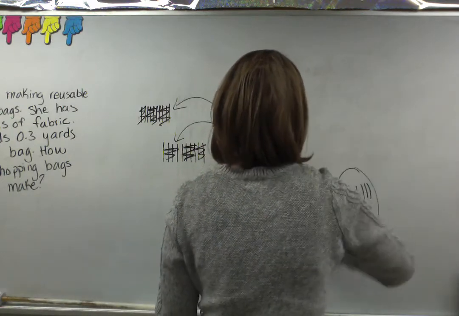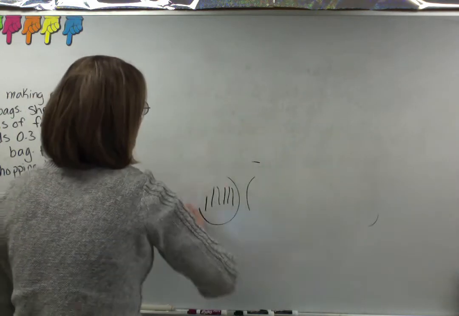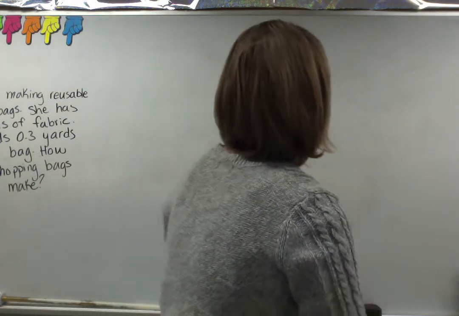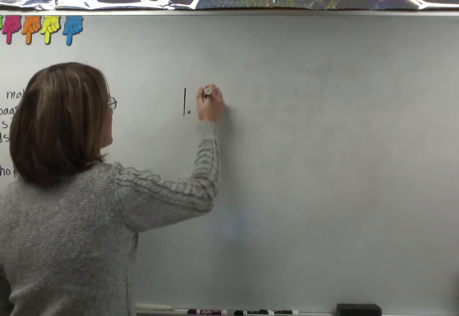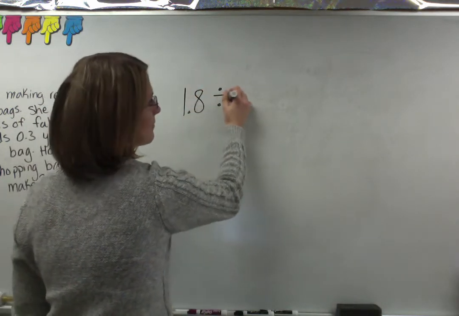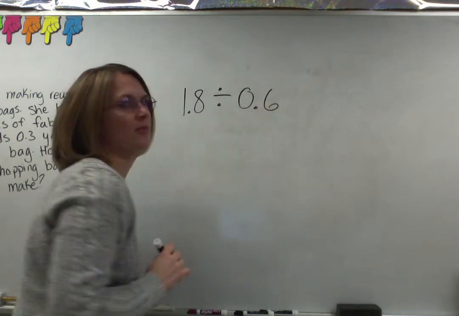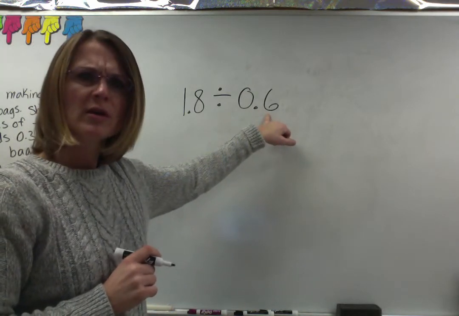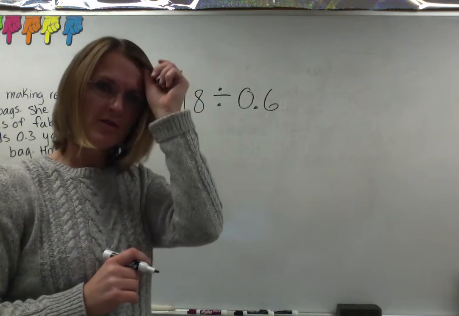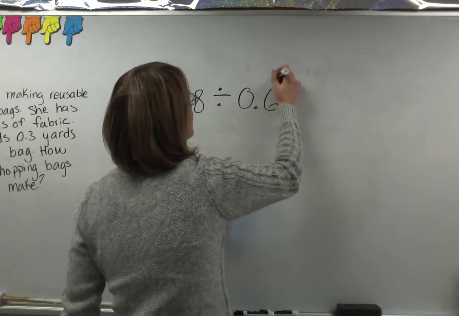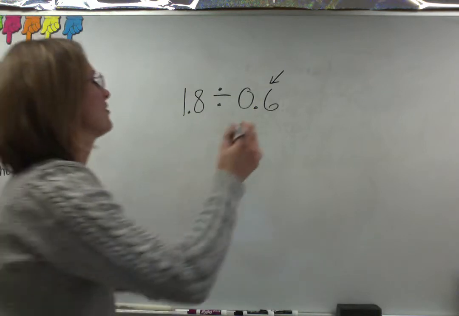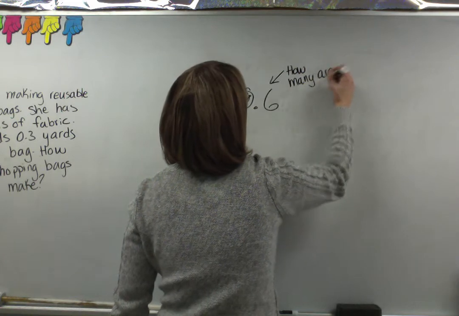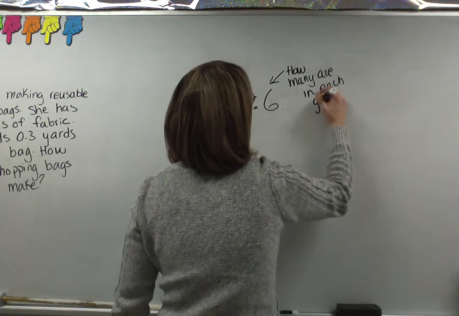Now, when you're doing a problem where both of the numbers have decimals, it's a little bit different, okay? So let's say we have something like 1 and 8 tenths, but we're dividing it by 6 tenths. So now both of these numbers have decimals. So now we're not going to split it into 6 tenths groups. The last one I split into 4 equal groups. But this time, this is going to tell me how many are in each group.